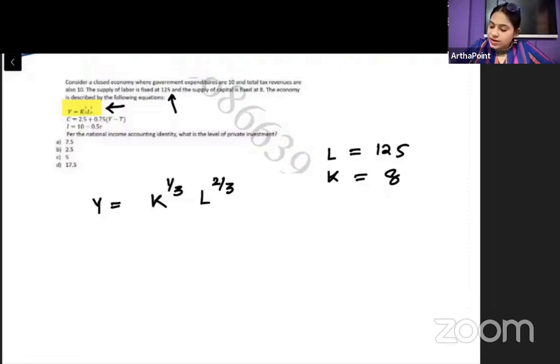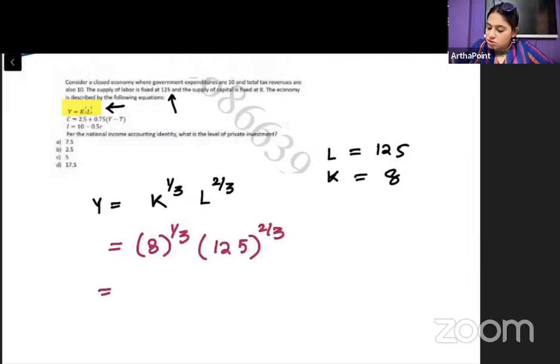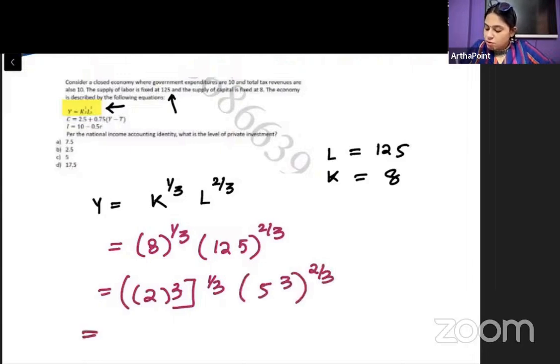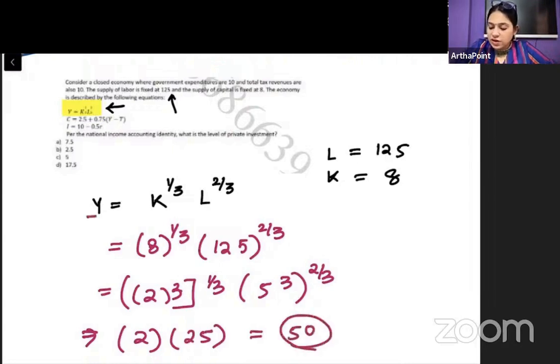So if I put the value of K as 8, I will get 8 to the power 1 by 3 and 125 to the power 2 by 3. So this is going to be 2 to the power 3 to the power 1 by 3, 5 to the power 3 to the power 2 by 3. So this is going to be 2 into 5 square is 25. That means it is going to be 50. So the level of the output that I have got in this case is 50.